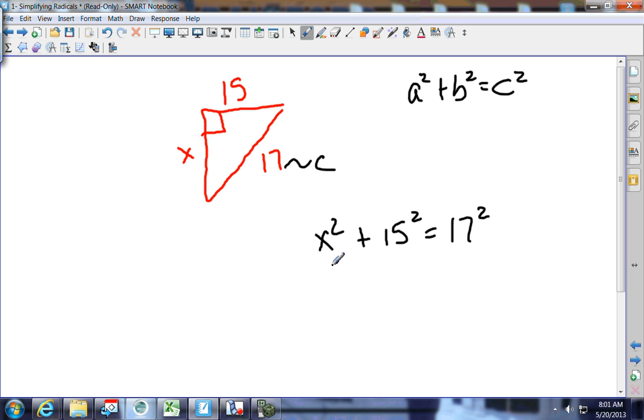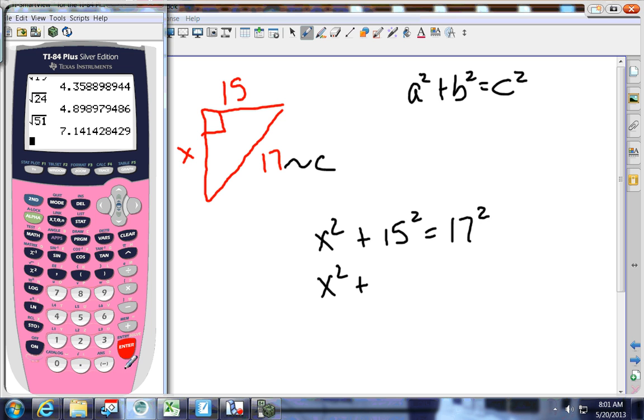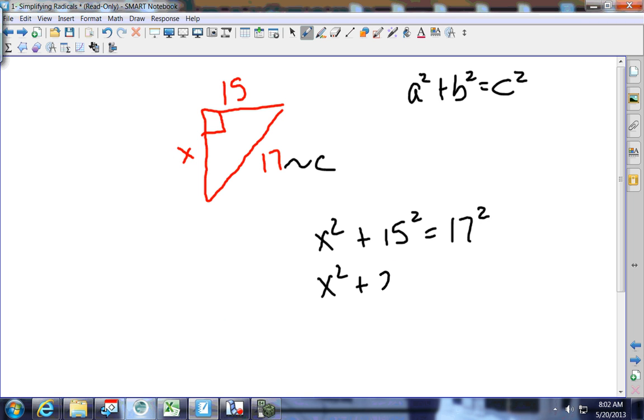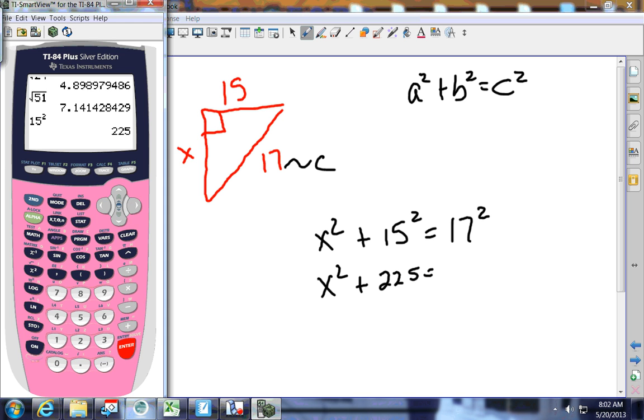Okay. All right, so I've got x squared plus, what's 15 squared? 15 times 15? 225? Don't look at me. Y'all got the calculators. Let's see. See, that's just an extraordinary brain right there. Okay, don't laugh. All right, 225. So I'm going to put plus 225. And 17 squared. 17. What is it? 289.